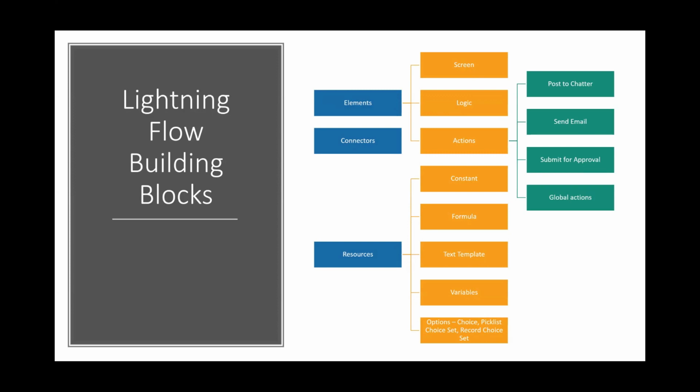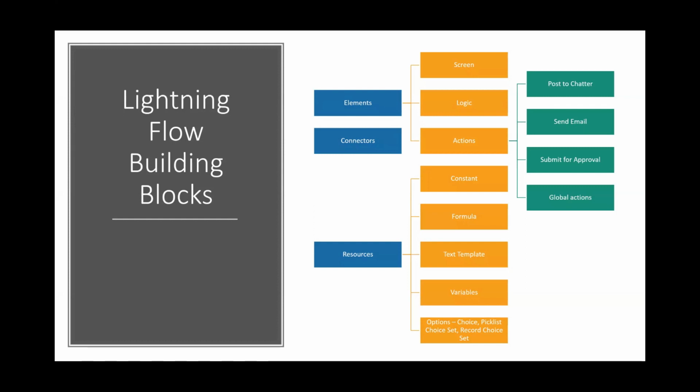Variables, like I said, are nothing but in-memory placeholders which will hold values of different types. The value they hold will depend on the data type they are defined on, right? And of course, everyone wants options in their lives, and when you're building lightning flows, that is something you would definitely want. That's where you have three different types of options, referred to as choice sets. Think of them as pick lists, but there are three different categories.